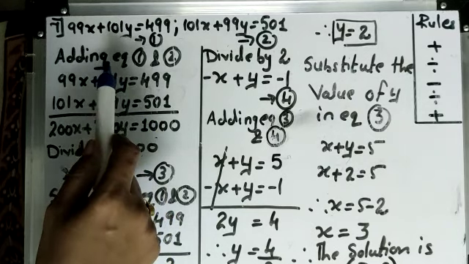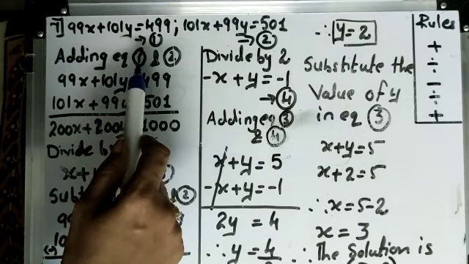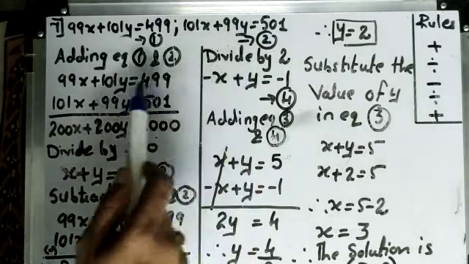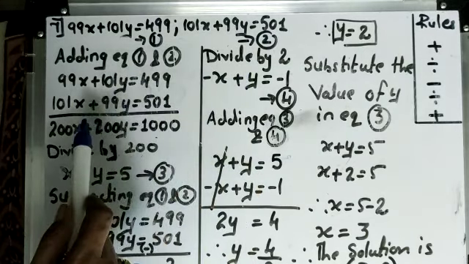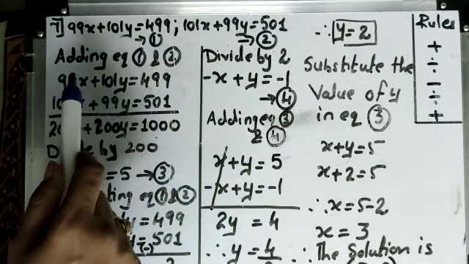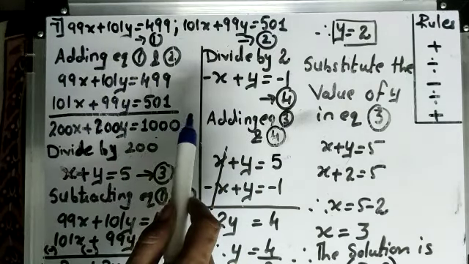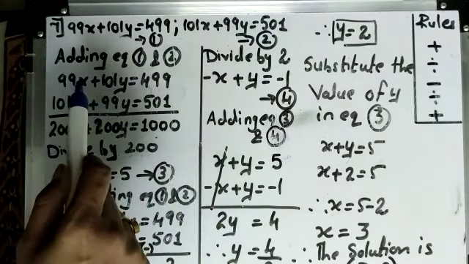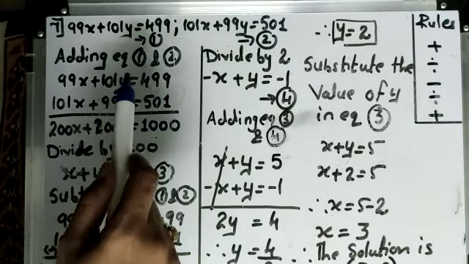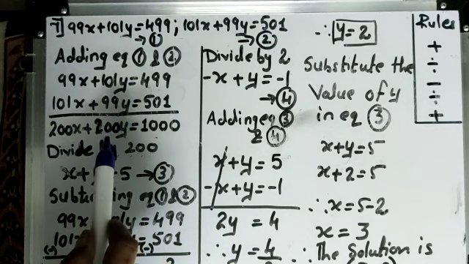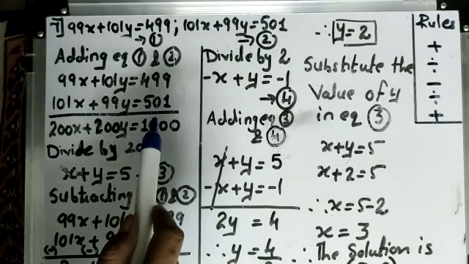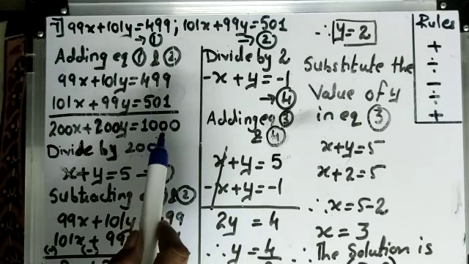Here, directly you will do adding. Equation 1 add equation number 2. Here, this is my first equation and this is my second equation. I am doing adding. When you are doing adding, there will be no changes in the sign. When you add 99 plus 101, you will get 200x. When you add these two terms, you will get 200y. When you add these two numbers, you will get 1000.